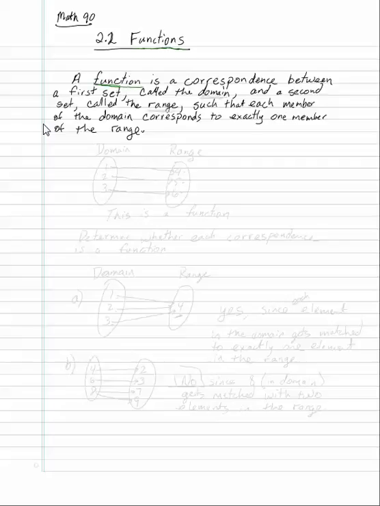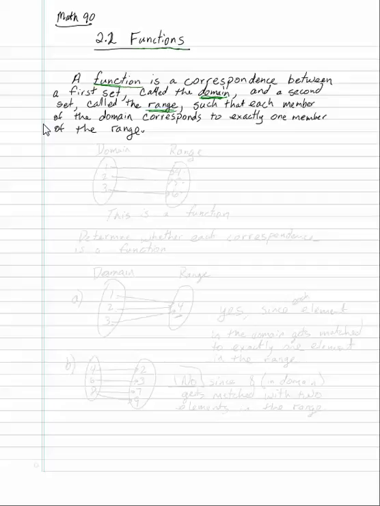So we'll start off with the definition of a function. A function is a correspondence between a first set, called the domain, and a second set called the range, such that each member of the domain corresponds to exactly one member of the range.